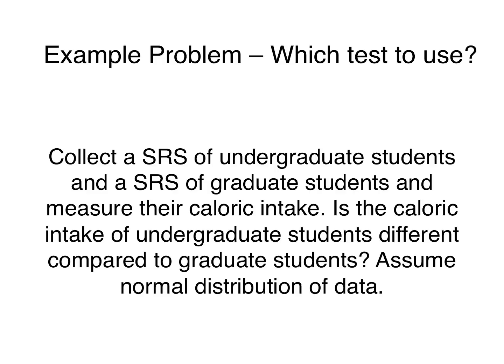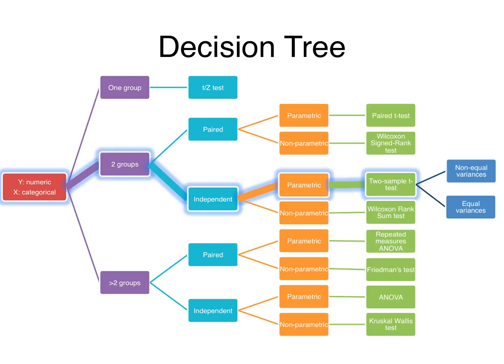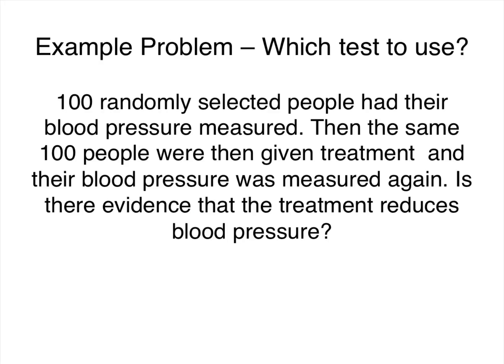The groups of undergrad and graduate students contain totally different people, so they are independent groups. Because the distribution of the data is normal and these individuals were independently and randomly selected, our data meets the necessary assumptions, so we would use an independent samples t-test. The next step would be to determine whether the variances for caloric intake were equal or not equal for undergrad and graduate students. And then as a final step, we would determine whether we should conduct a two-sample t-test with either equal or non-equal variances.